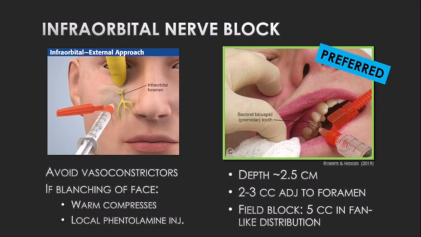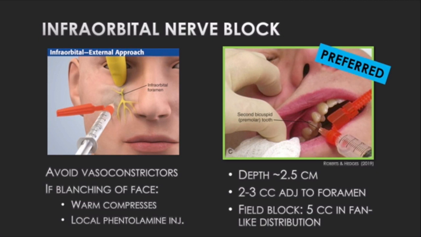For the external approach, you find your landmark and you just want to inject a couple cc's next to it, but you want to avoid any vasoconstrictors, avoid the use of epi because of all the vasculature that runs next to it. If you happen to accidentally use epi and you get some blanching of the face, you can immediately put some warm compresses on, or you can also locally inject a little bit of phentolamine to reverse it.